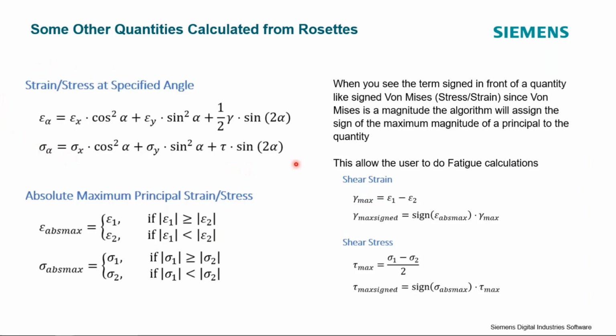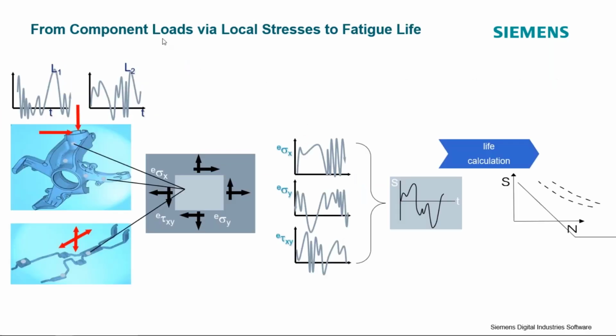And once we do that, we're able to do fatigue calculations with our von Mises stresses. Generating a stress or strain curve at a specified angle is really interesting. And that's what we'll talk about in this next section, where we talk about using information from a strain gauge rosette to perform fatigue life calculations.